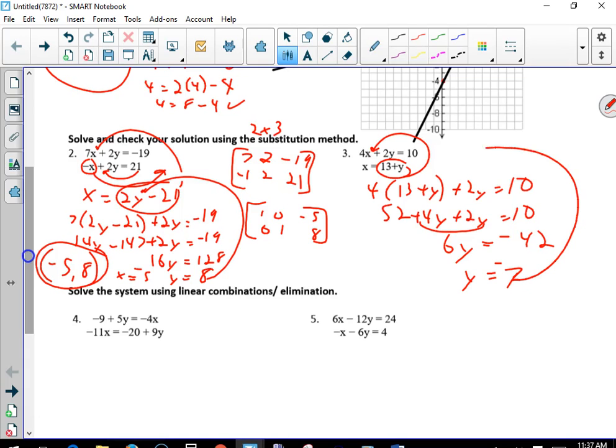Well, I put this in right there. 13 minus 7 is 6. So x is 6. 6, comma, -7 is my answer. I can plug it back in and verify, and it works out. Or I can plug it into a matrix, and it works out.